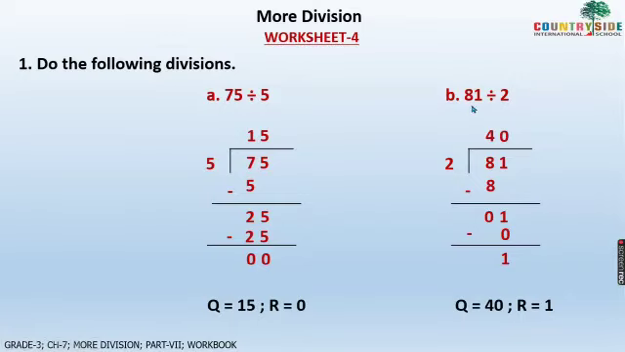Then next is 81 divided by 2. So 81 divided by 2, we will take the first digit, 8. Does 8 come in the 2 table? Yes, 2 fours are 8. So 8 minus 8 is 0. Then bring this 1 down, children. Now does 1 come in the 2 table? No. Then what is the smaller number? 2 zeros are 0. So 1 minus 0 is 1. So your quotient is 40 and your remainder is 1.